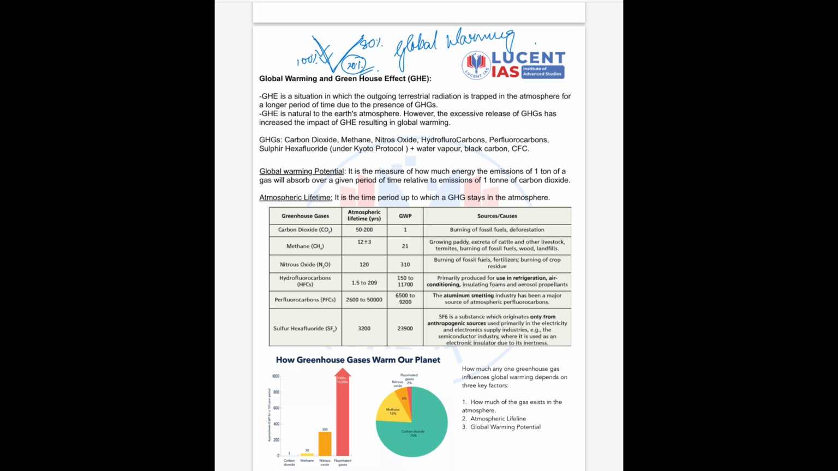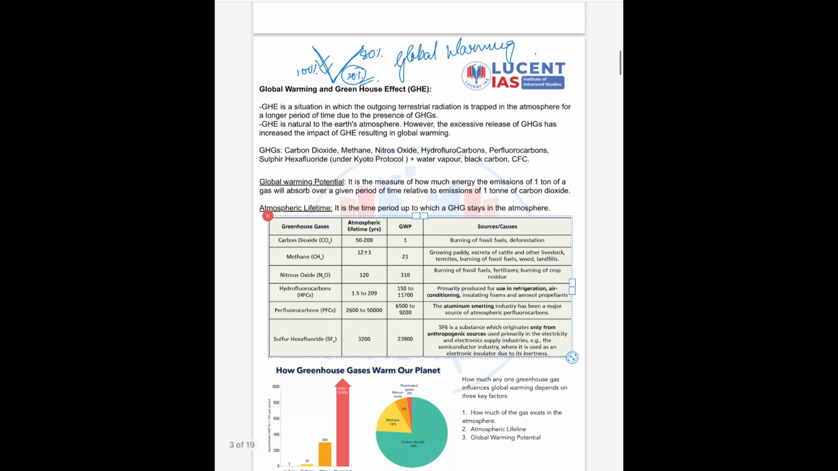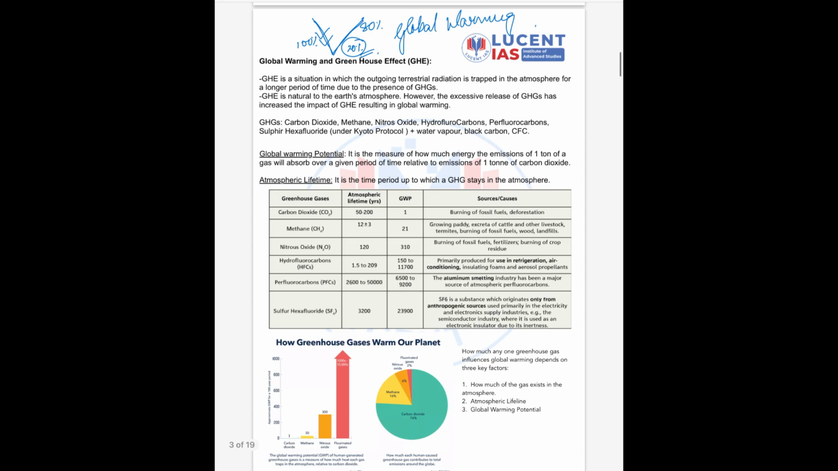So what are the greenhouse gases? Keep this in mind, it comes in the exam. Carbon dioxide, methane, nitrous oxide, hydrofluorocarbons, perfluorocarbons, sulfur hexafluoride. These are under the Kyoto Protocol. Then water vapor, black carbon and chlorofluorocarbon. Clear? Next, let us see what is global warming potential.